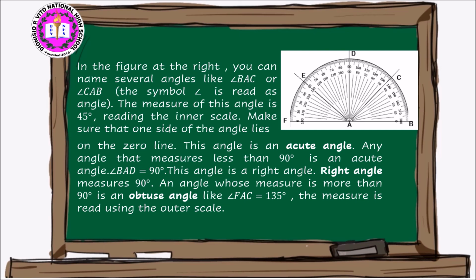So angle BAD, as you can see on the figure at the right, is equal to 90 degrees. This angle is a right angle. A right angle measures 90 degrees. An angle whose measure is more than 90 degrees is an obtuse angle, like angle FAC, which is equal to 135 degrees. The measure is read using the outer scale.